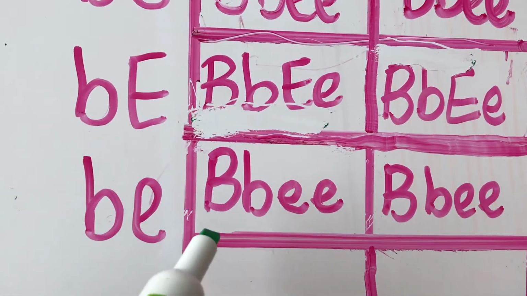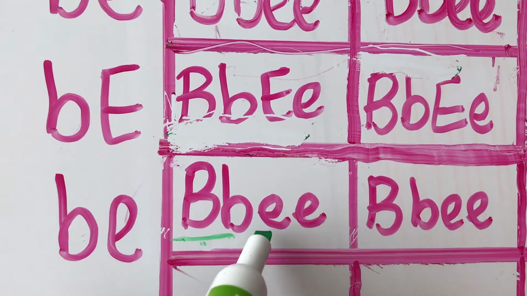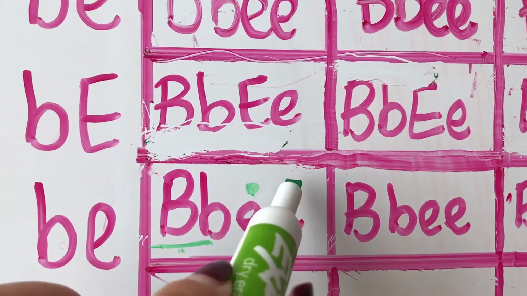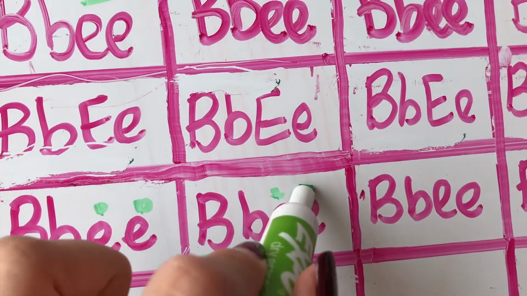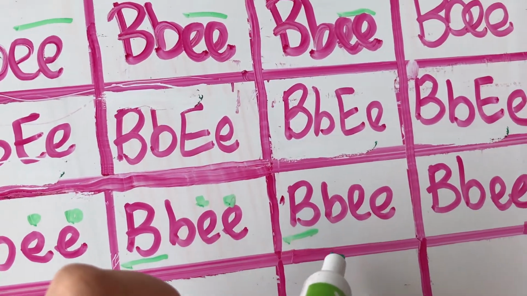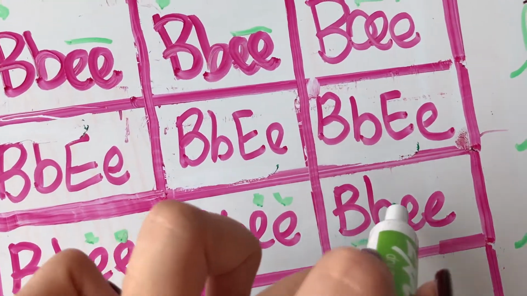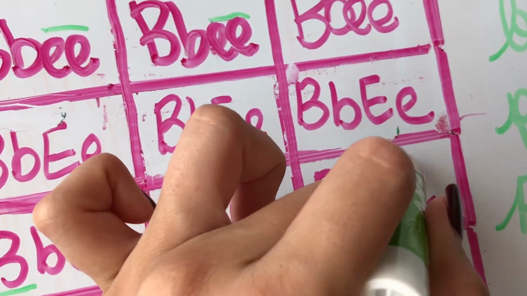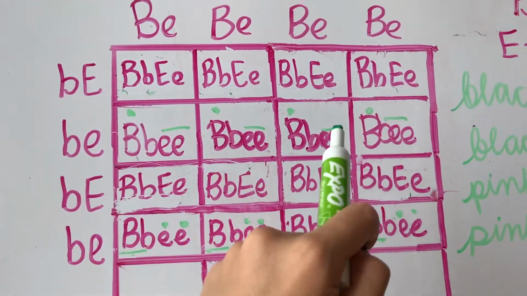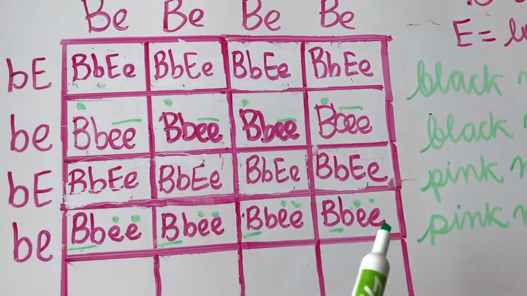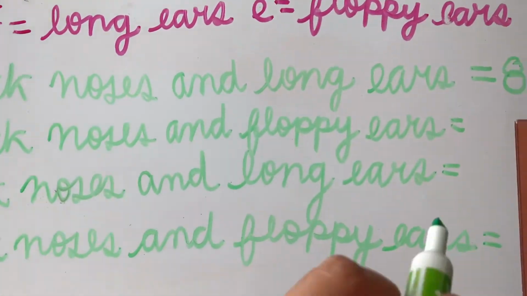This one works because we have uppercase B and double lowercase e. And the same as this. So now we count, we have 1, 2, 3, 4, 5, 6, 7, 8. So 8 rabbits will have black noses and floppy ears.